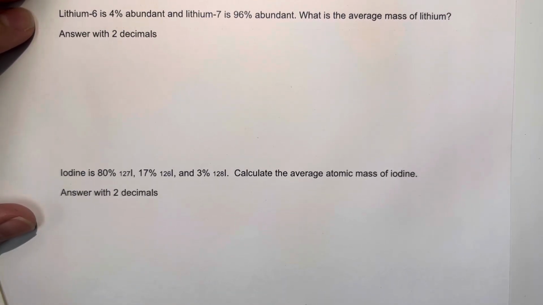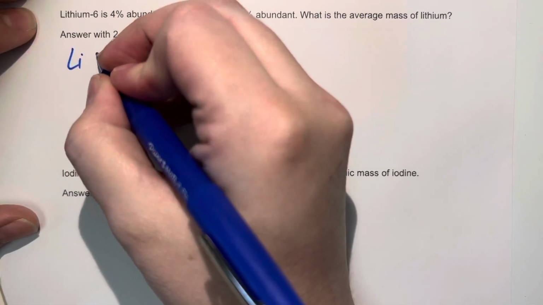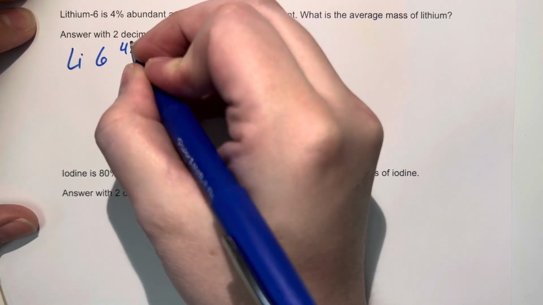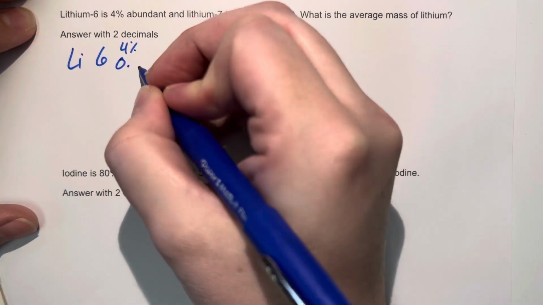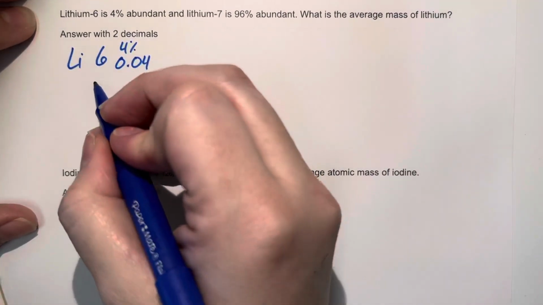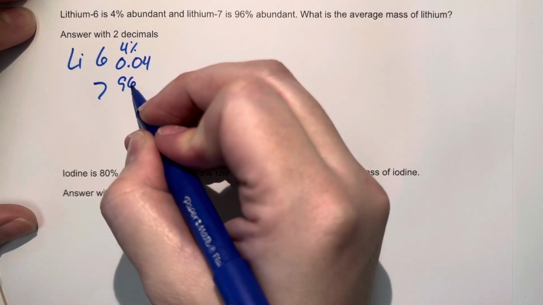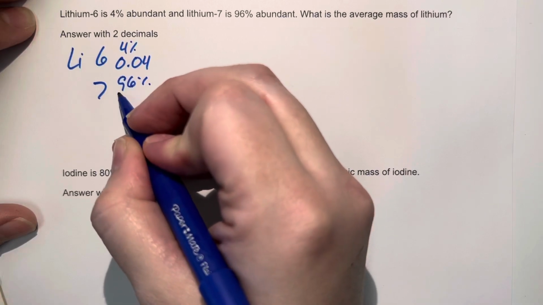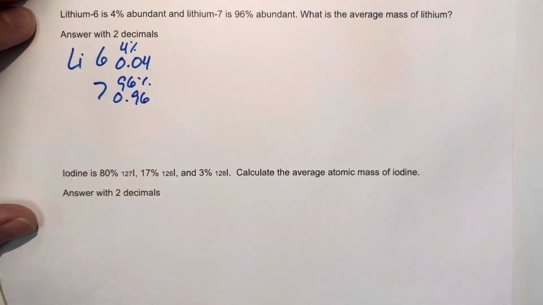Lithium 6 is 4% abundant. Lithium 7 is 96% abundant. What is the average mass of lithium? So lithium 6, we have 4% abundance. Moving the decimal over twice would be 0.04. And then lithium 7, we have 96% abundance. Moving the decimal over twice would be 0.96.